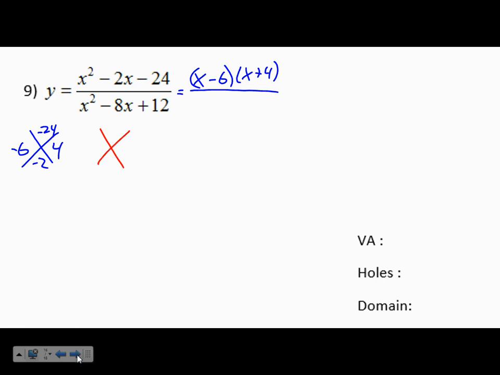So that's +12. Factors of 12 that add up to 8 are 6 and 2. They're both negative, so be careful with that. x minus 2, x minus 6. So those 6's cancel, which immediately means we have a hole at 6. When we simplify this one, we have x plus 4 over x minus 2.